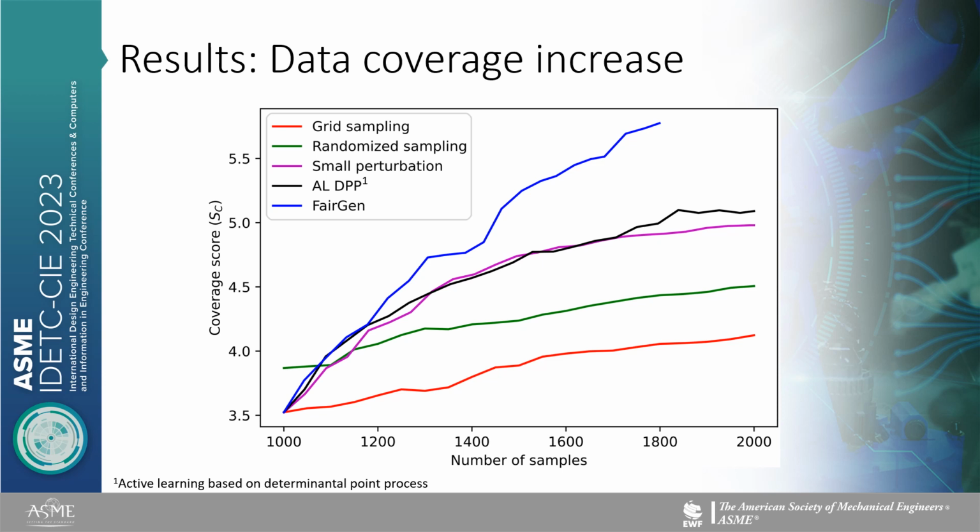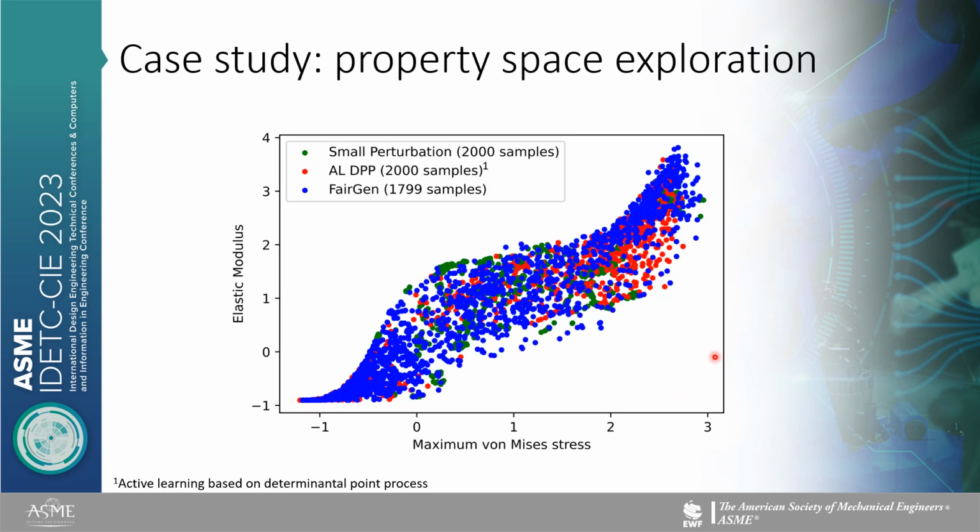Here's the result from our case study. As you can see, the coverage score of FairGen had the fastest increase as the number of samples increases, compared with other sampling methods. Here's the scatter plot of different datasets sampled using different methods. It indicates that FairGen has a better space exploration effect than the others.